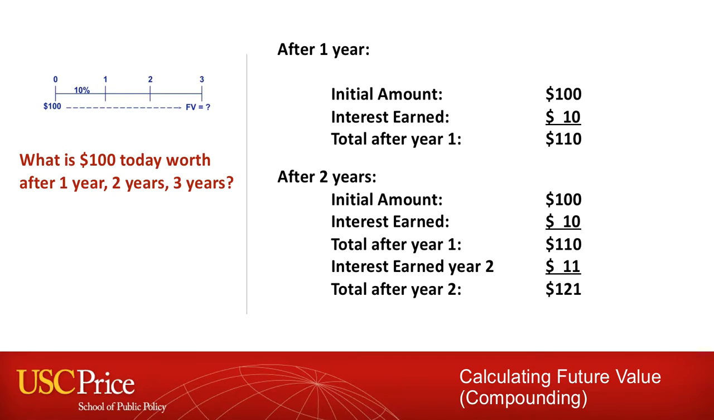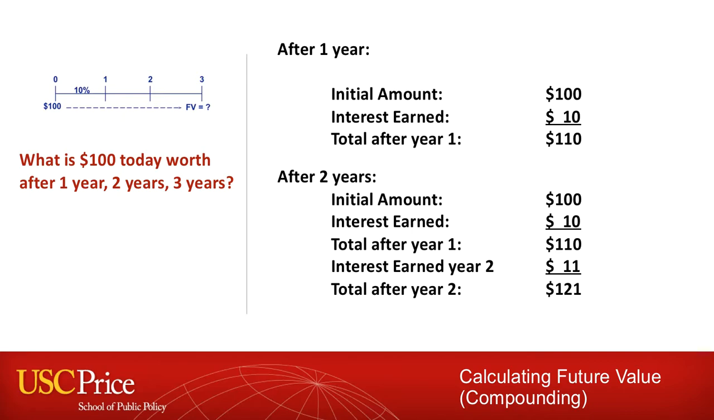So let's go through an example of how to do compounding, calculating future values. If we have $100 today and our interest rate is 10%, what is the value after 1 year? If you just think about it, you're going to earn 10% off that $100. So the value after 1 year should be 100 times 1.1. So it's going to be $100 plus the $10 that is the interest payment, which gives us $110.